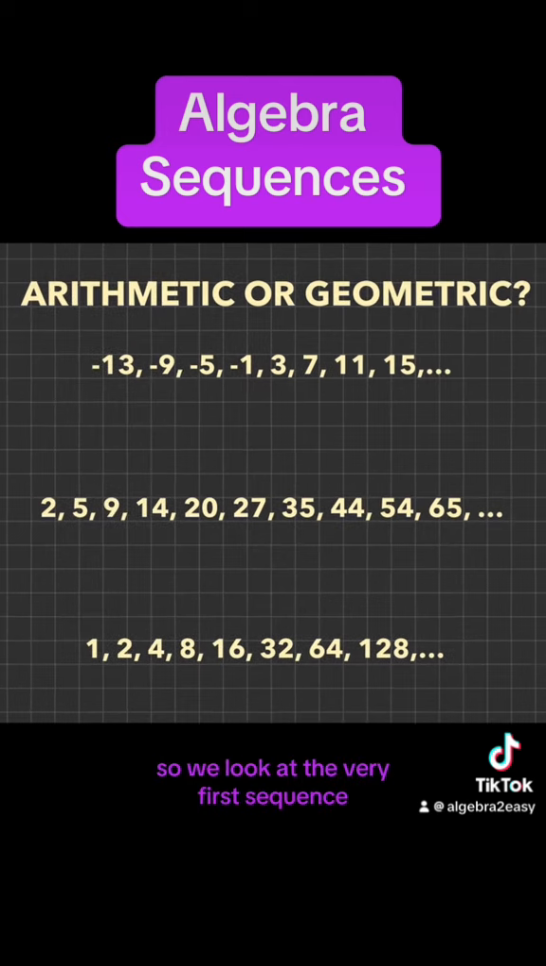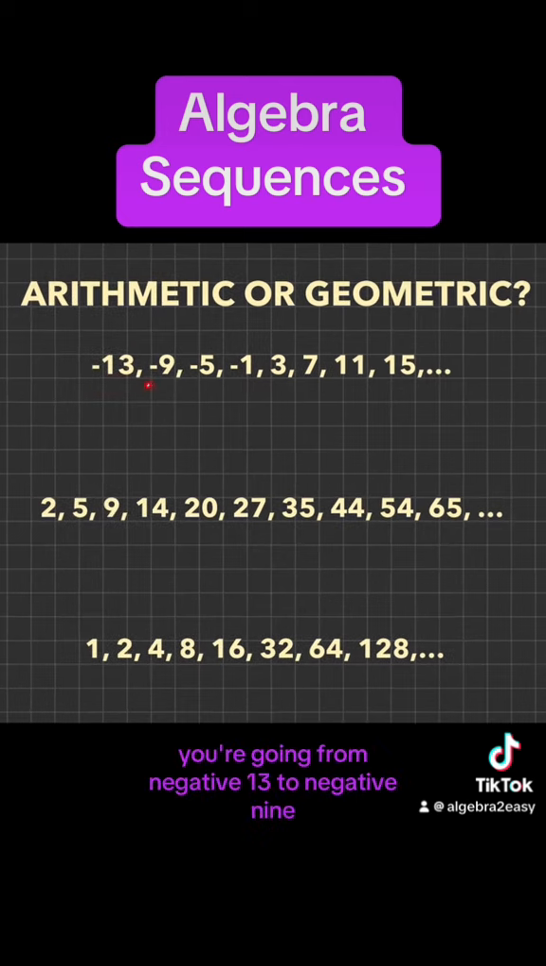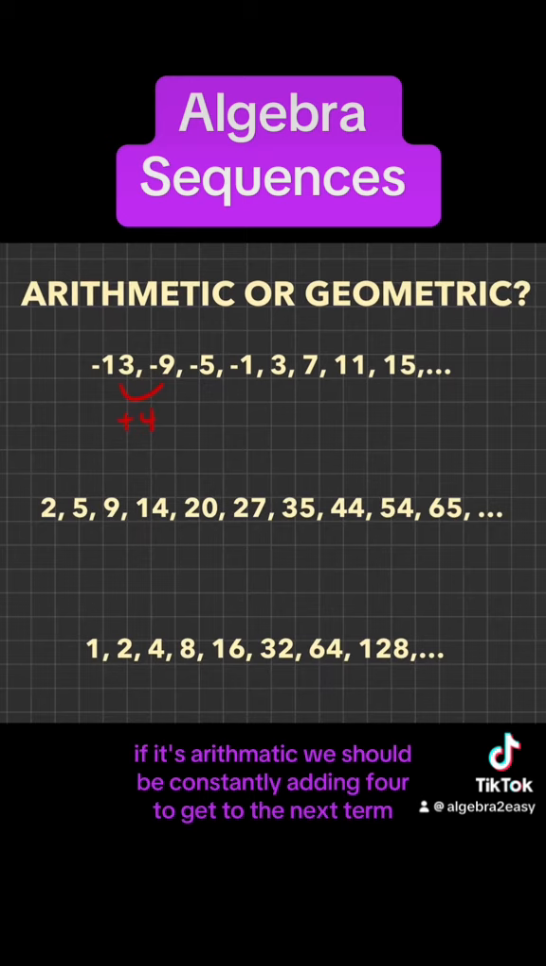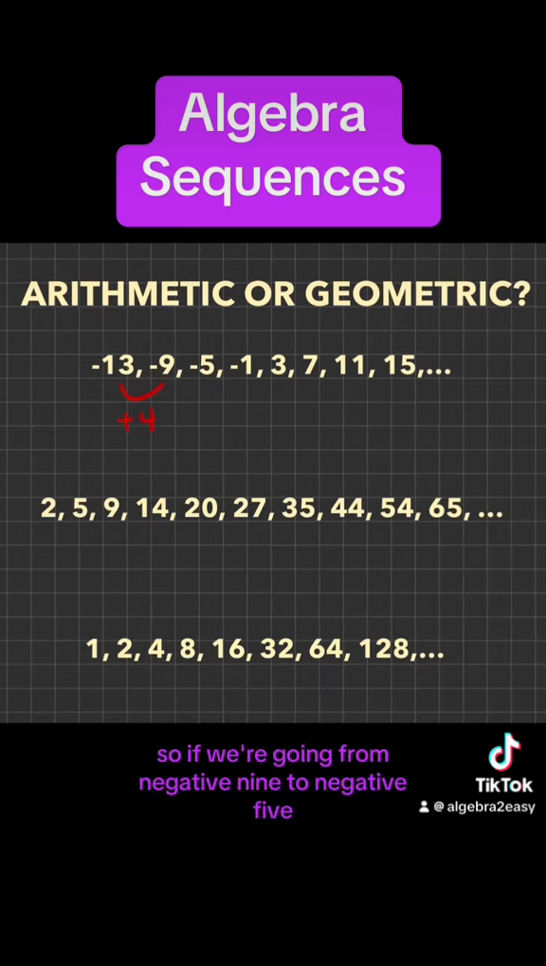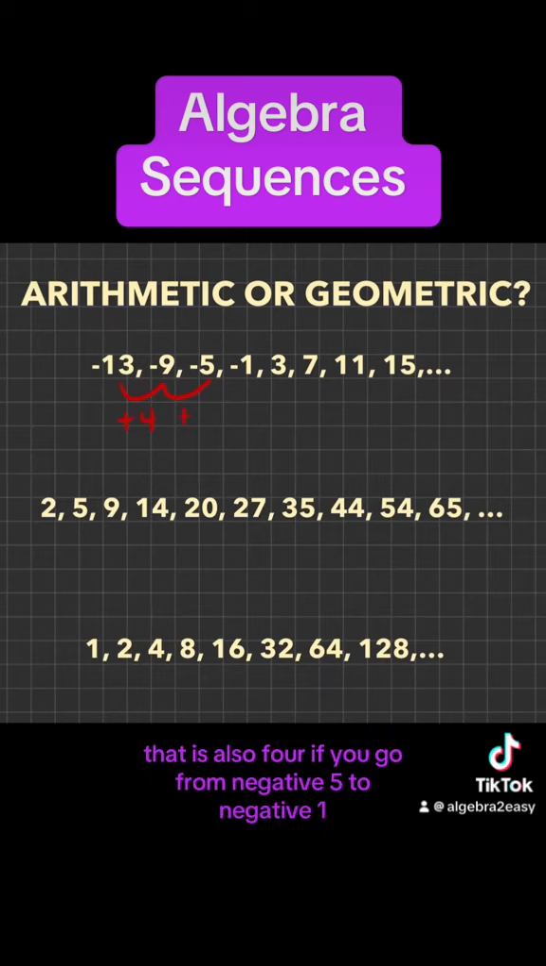So if we look at the very first sequence, you're going from negative 13 to negative 9. I think most of us can see that we're adding 4 here. If it's arithmetic, we should be constantly adding 4 to get to the next term. So if we're going from negative 9 to negative 5, that is also 4. If you go from negative 5 to negative 1, it's also 4.